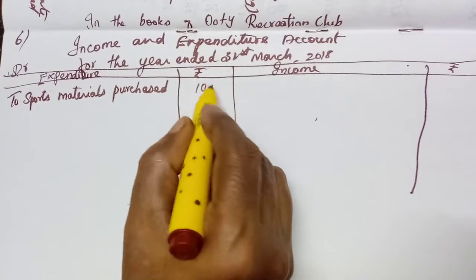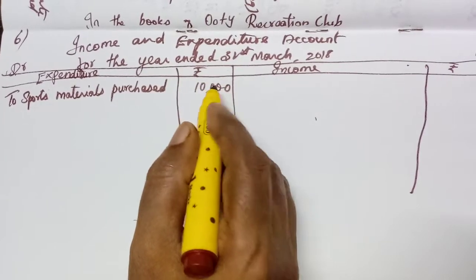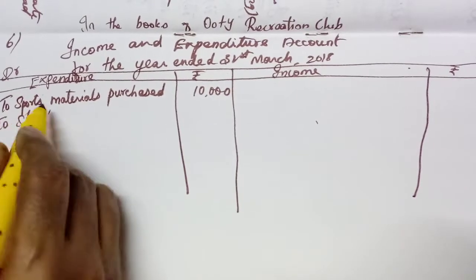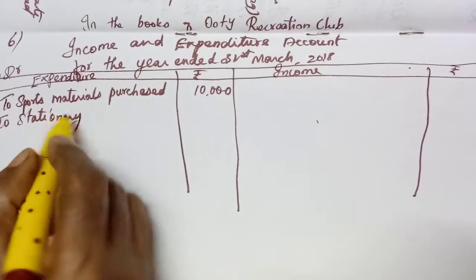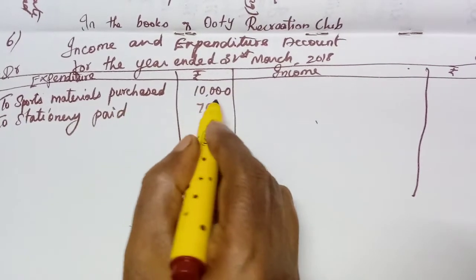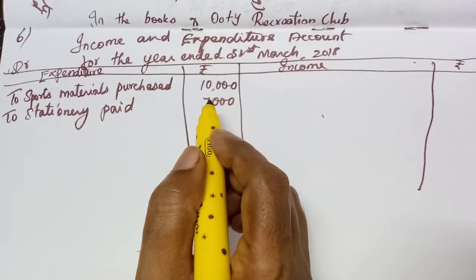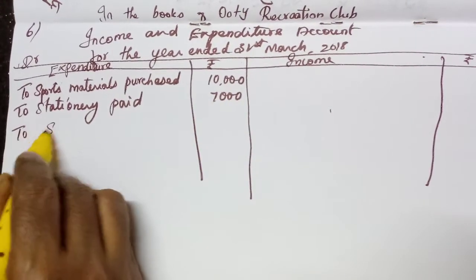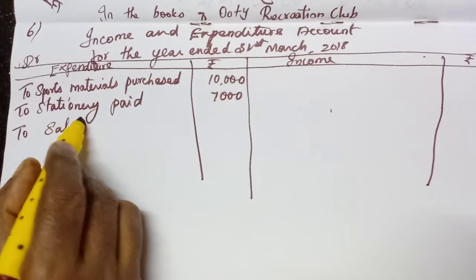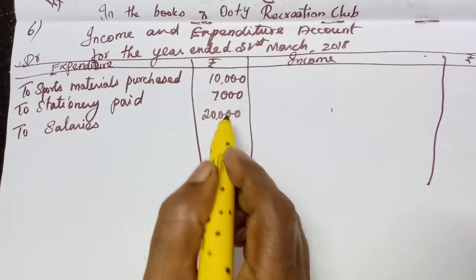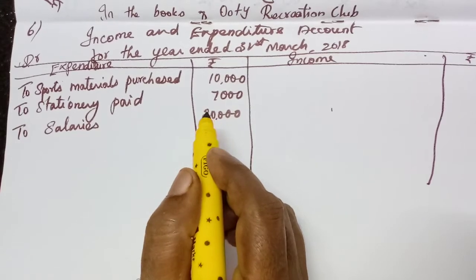10,000. Then stationery paid. It is also revenue. To stationery paid, 7,000. Then computer purchased will not come, isn't it? Then to salaries, 20,000. Then closing balance will not come.